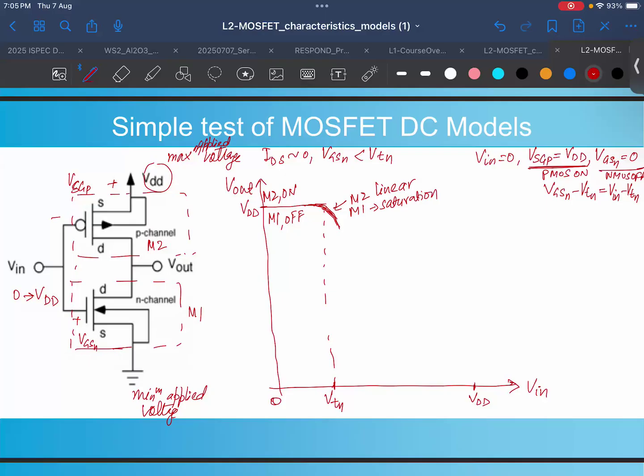Now V in is increasing, which means VSG is decreasing. At the same time, V out is also decreasing because the M1 current is becoming stronger and stronger. So at a certain point, if these are two same-size transistors, you will see that both transistors find themselves in saturation.